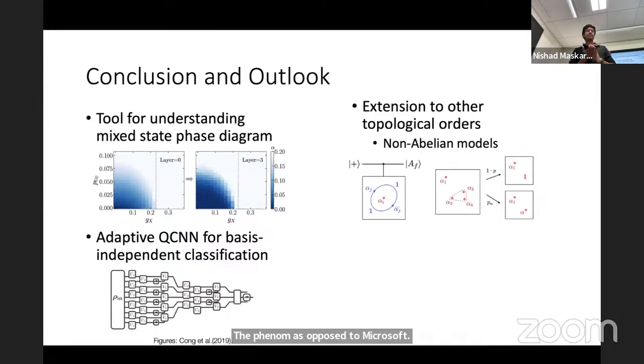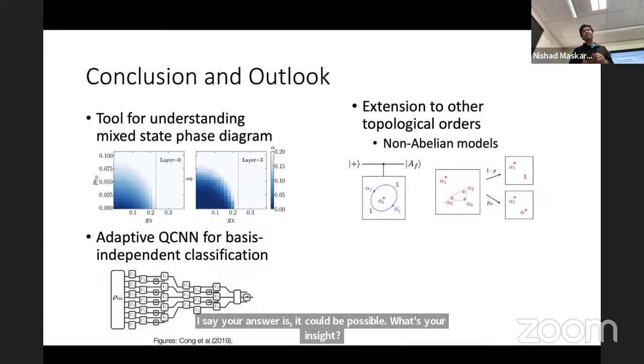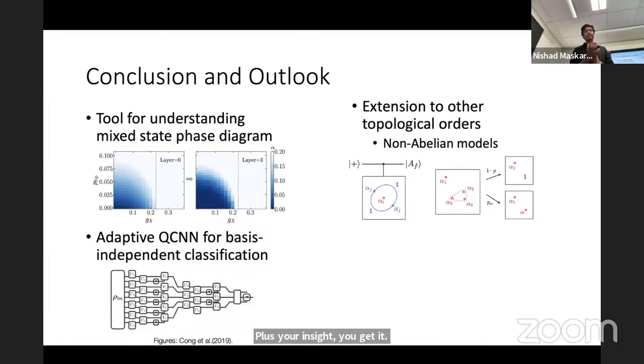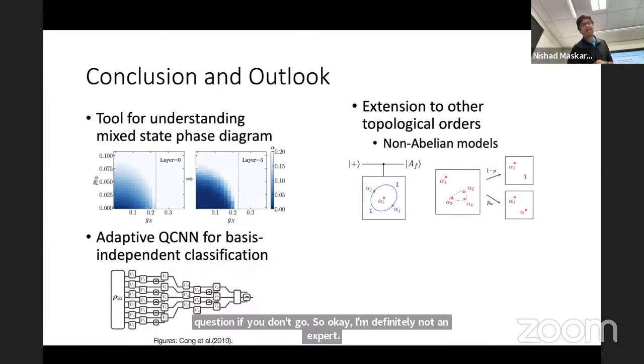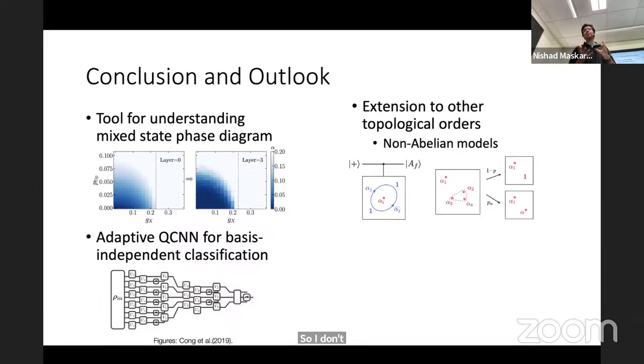Yeah, more questions? All right. Sorry, so your answer for the topological order with non-zero chiral central charge is that it could be possible. What's your answer? I didn't get it. Good question. I'm definitely not an expert in this stuff, so I don't actually know. But I think the answer, at least at the level of the phenomenological model and the anyon operations, is that it seems like it could be possible.